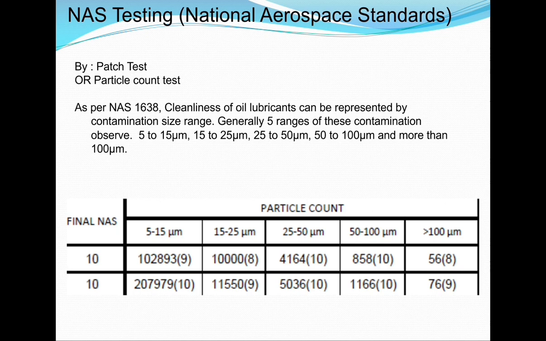1,02,893 particles available in the lubricants. And I will show you the table in the next slide. 1,02,893 means NAS 9. And if 15 to 25 micrometer particles available in the lubricants is around 10,000, then the NAS is coming 8. So here you see the 25 to 50 micrometer particles available is 4,164, which denotes NAS 10, and 50 to 100 is also showing NAS 10. So we have to take the higher figure only.